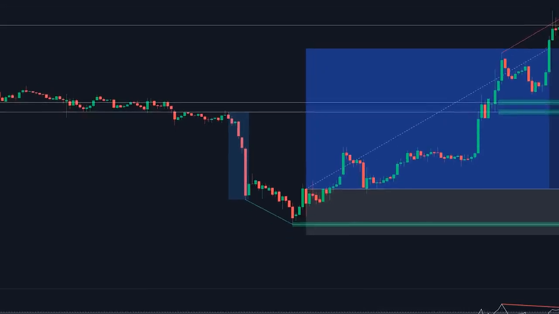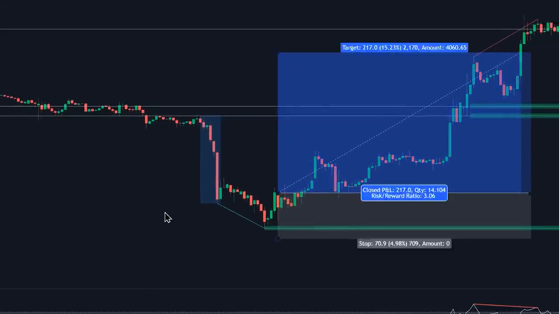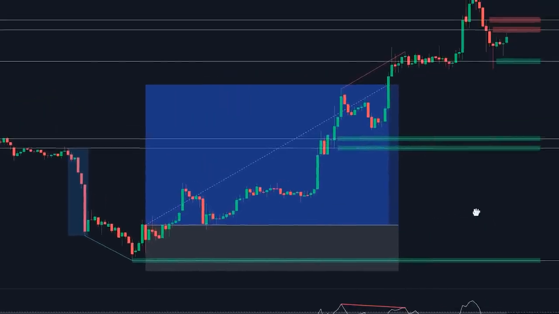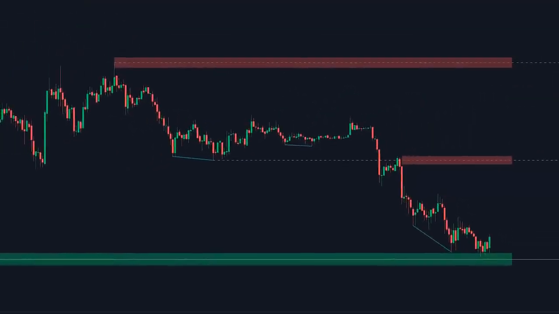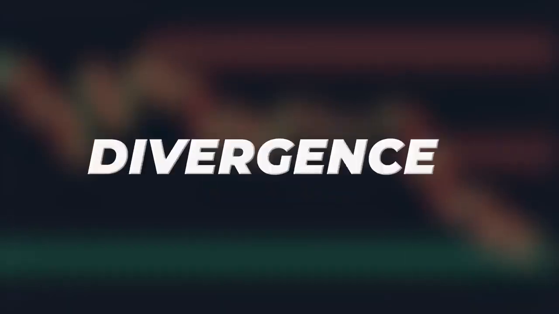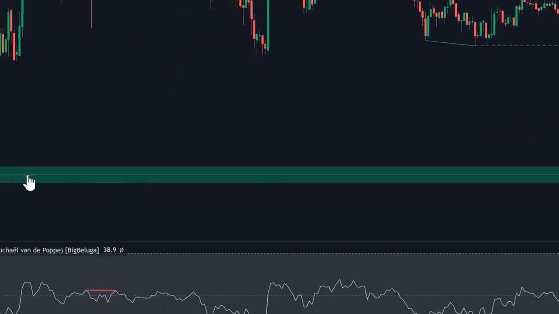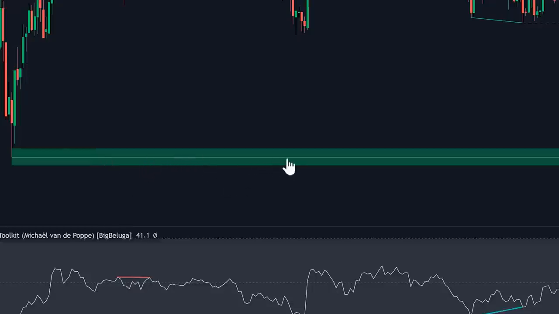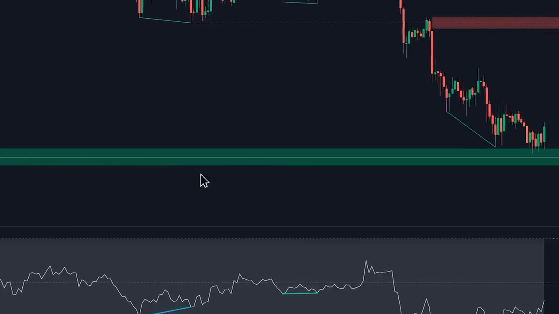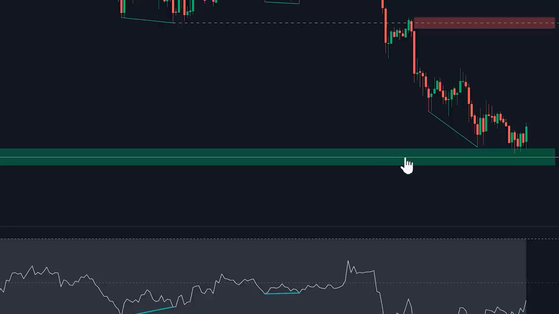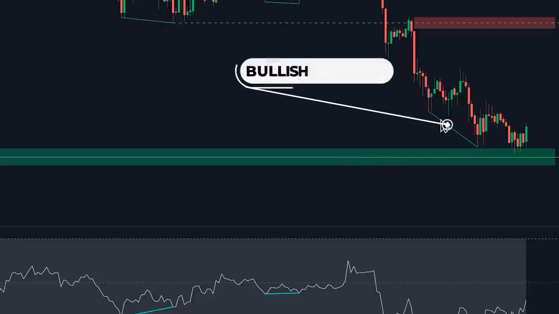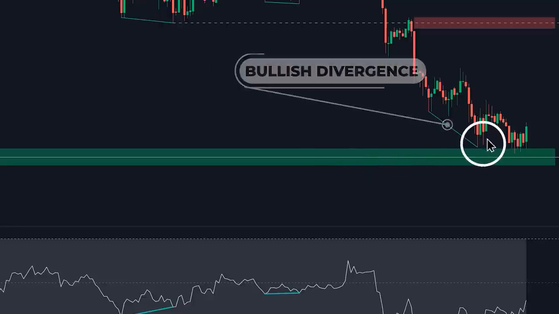But that's just one of the methods of trading with this indicator. But there is another way. Now, for this second strategy, we're going to be combining support resistance levels with divergences. First of all, you want to identify a strong support level to take a long position. That is going to be indicated by a green level with a solid line in the center. Next, you want to wait for the price to establish a bullish divergence while retesting this support level.